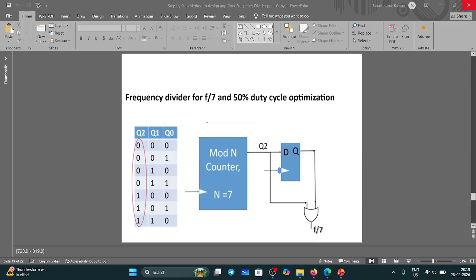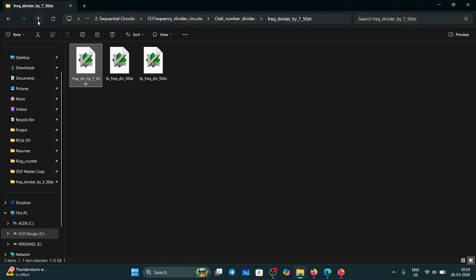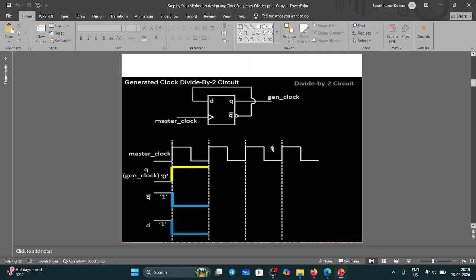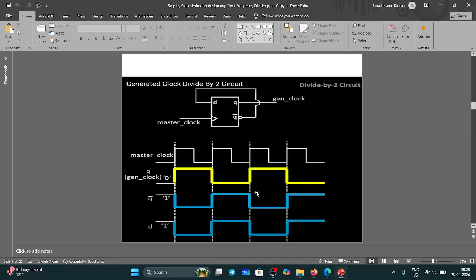This is frequency divided by 7. And even also we already saw for the frequency divided by 2 circuit, any extra circuit is required? Extra circuit is not required, no. So that means the F by 2 circuit directly. First I told you the F by 2 circuit. Okay. Extra circuitry is not required. This is a frequency divided by 2 circuit only.